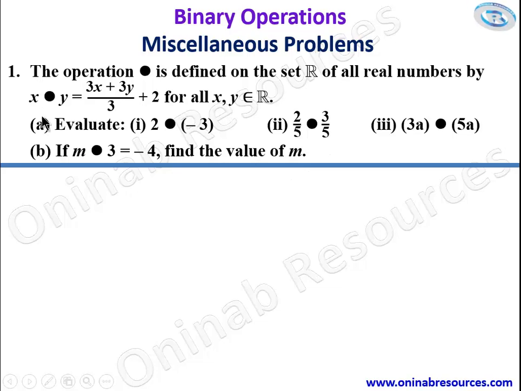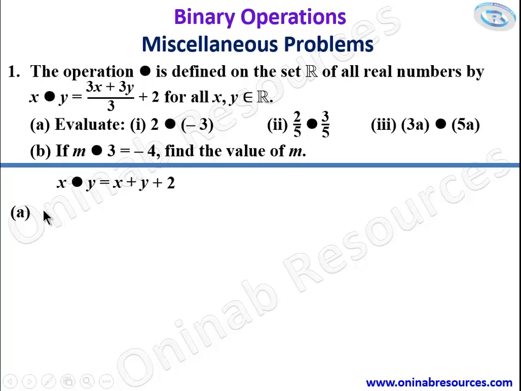Before we start, we'll look at the operation. Is it possible to simplify it? If you split it into individual fractions, we know that x operation y will be 3x over 3, which is x, plus 3y over 3, which is y, then plus 2. So I have simplified the operation to give me x plus y plus 2. So we now start with A.